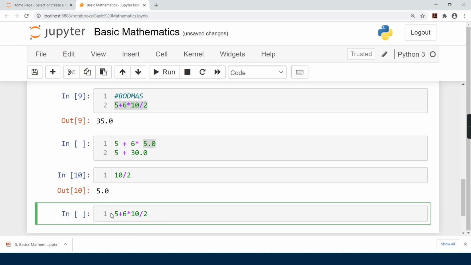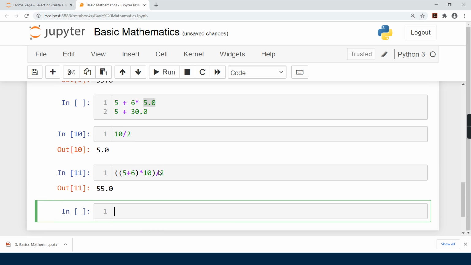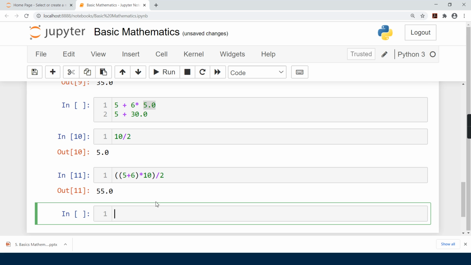And like I said, if I wanted to add 5 and 6 first, what I have to do is initialize braces. Then I wanted to multiply it with 10, and then divide the entire thing by 2. So I can include the braces like this. I want to add 5 and 6 first, and then multiply by 10. Then whatever output I have gotten, I want to divide it by 2. Now since you have initiated the braces here, when we run this, we're getting the value as 55.0.